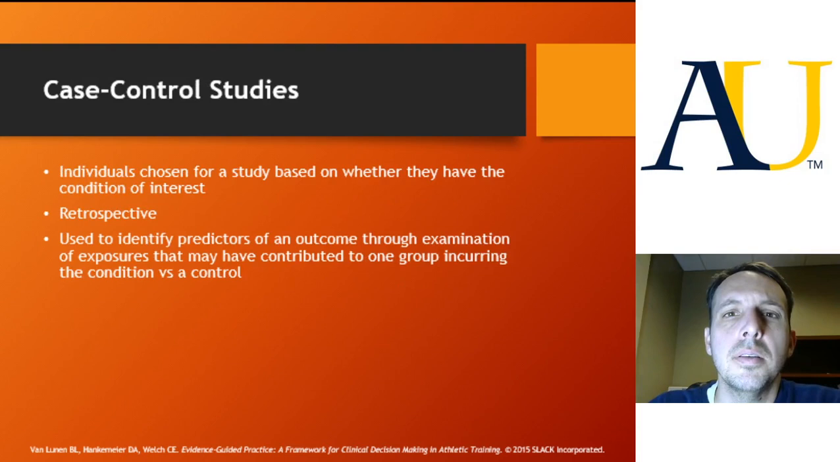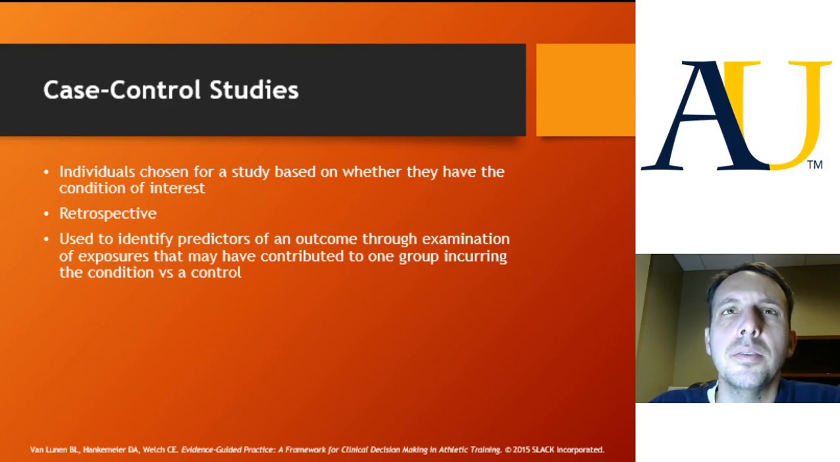Case control studies are similar to the prospective cohort study, and the purpose is to try to figure out risk factors for illness or injury. But in a case control study, you're now taking individuals that have already sustained that condition, and you're now going to retest them and look for potential predisposing factors. The biggest problem with a case control study is that it's not always possible to identify what occurred first, the predisposing factor or the condition.